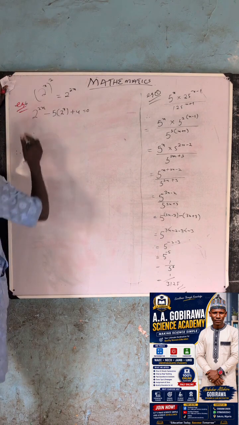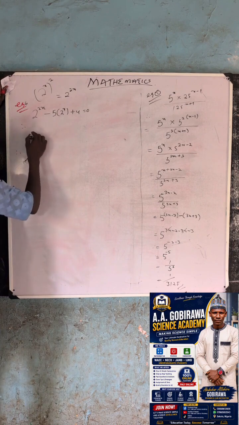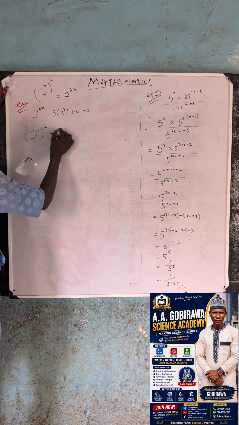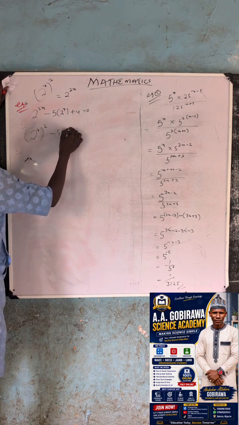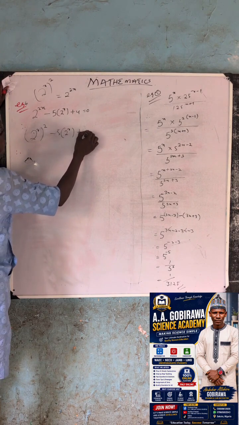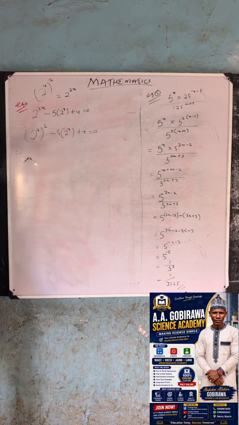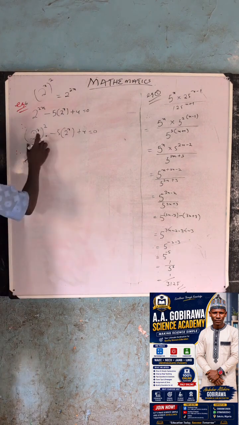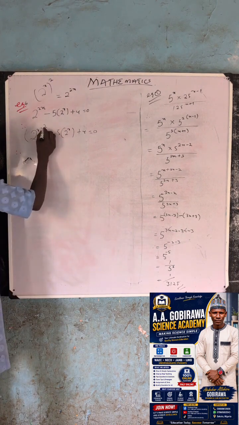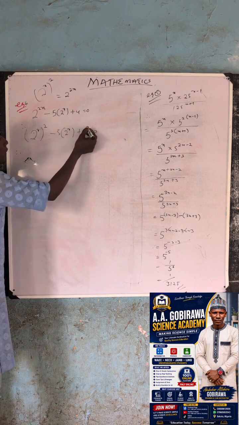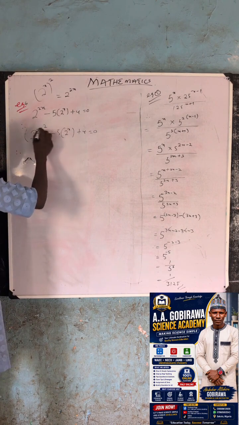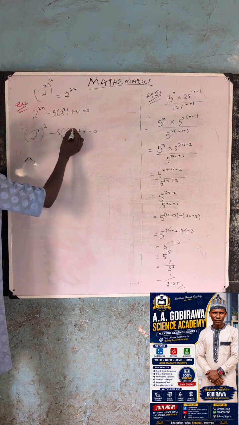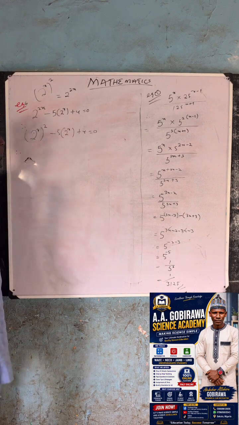To yanzu sai mu gyara shi, therefore sai mu ce we have 2 power x bracket 2 power x minus 5 into 2 power x then plus 4 is equal to 0. Muna tare ko? To yanzu kaga mun gyara shi haka ko? Yanzu mun ga muna da power 2 nan, muna da power 1 nan, 0, ko ba haka ba.